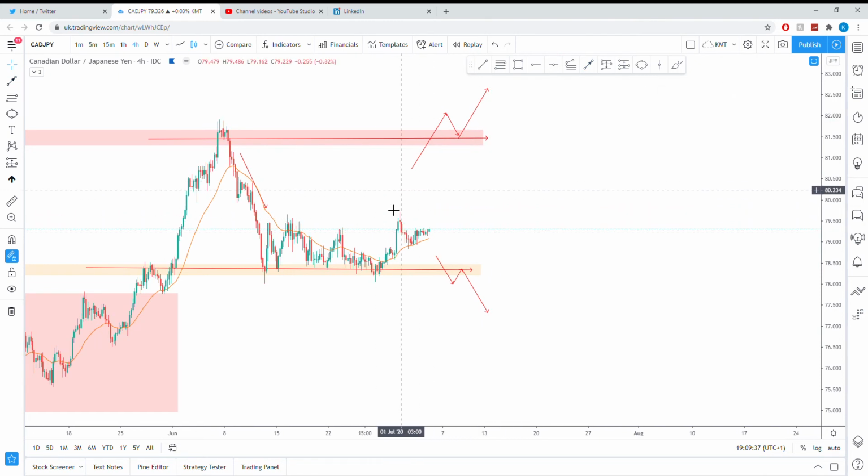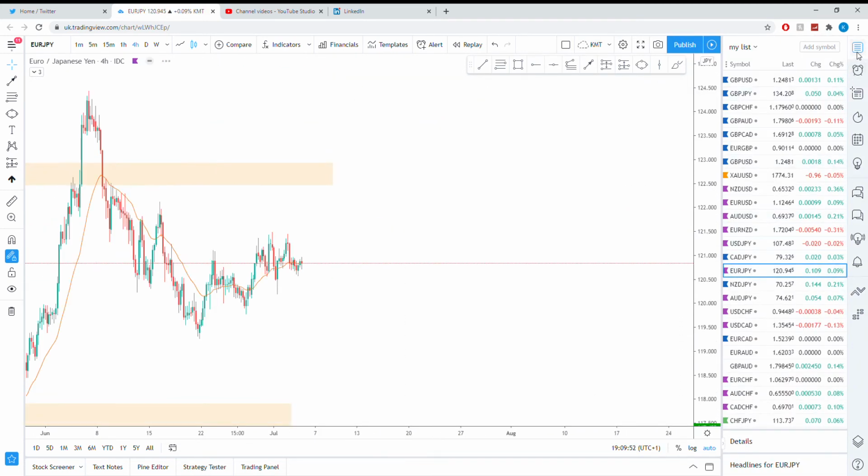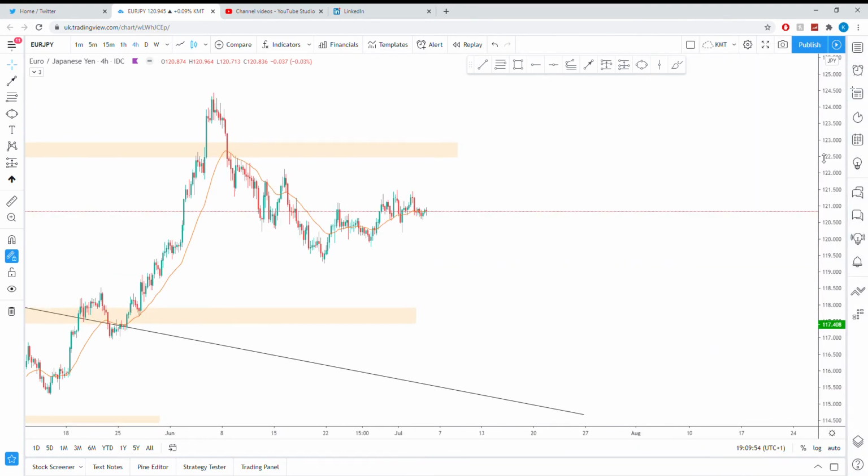So there's pretty much a lot of waiting that needs to be done here in the CAD. Well, I think in all the JPY pairs, I believe, but especially in US dollar JPY and CAD JPY. Again, a lot of waiting. So we'll see exactly the other JPY pairs.